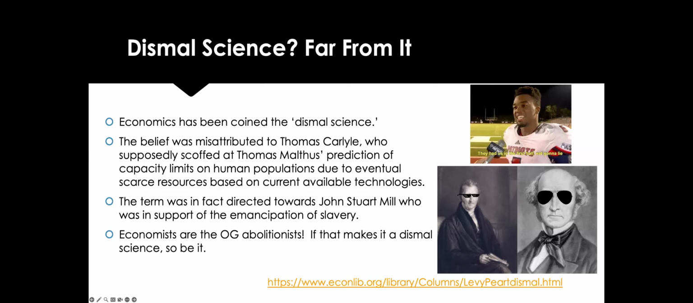Thomas Carlyle had a problem with ending slavery as a bourgeoisie type of British person in the 19th century, 18th century. So what that means is the reason why economics is called the dismal science is because we are the OG abolitionists. So if that's what it takes to be the dismal science, then so be it. As the gentleman at the top of the slide said, they did have us in the first half, not gonna lie, but it turns out that we were right all along as economists.